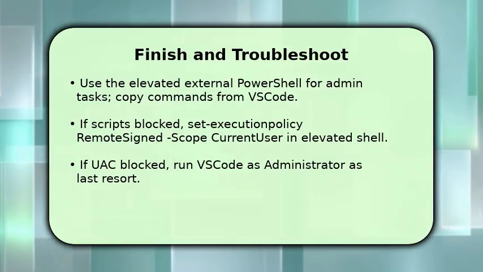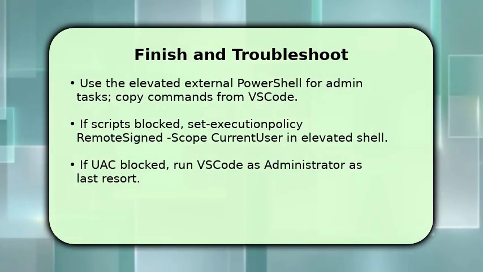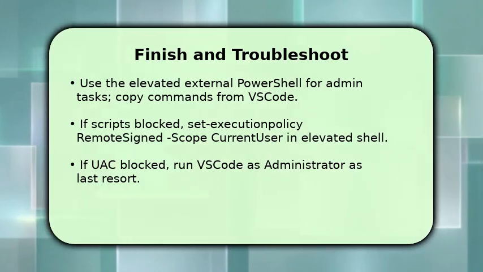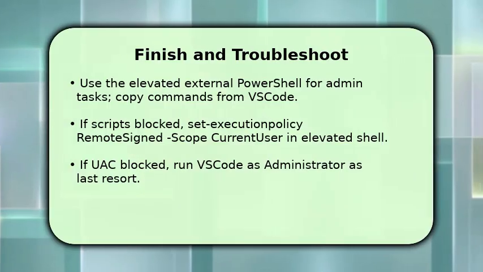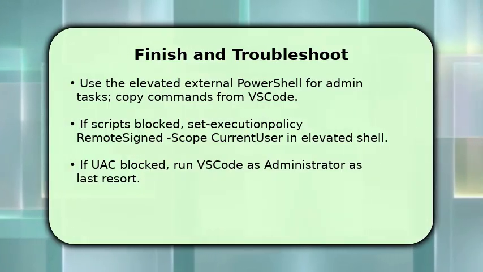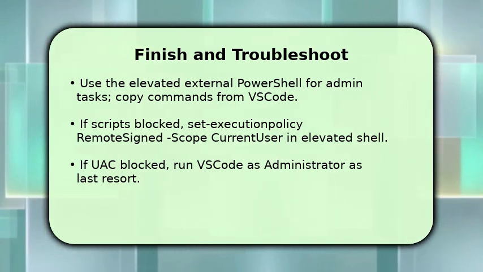If the UAC dialog is suppressed or elevation fails, run VS Code as administrator only when necessary, but be cautious with extensions and file permissions when doing so. Troubleshooting tip: if elevation is denied, check group policy or antivirus settings that prevent elevation.